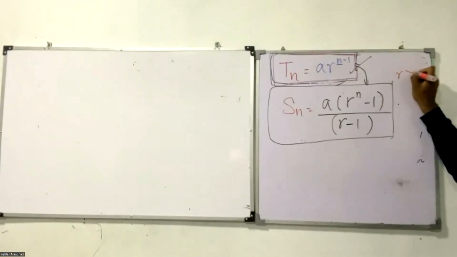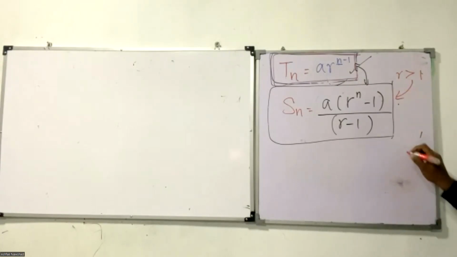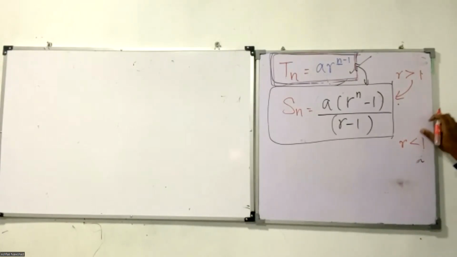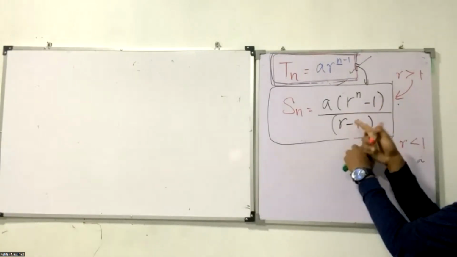If the ratio is greater than 1, you can use this. If it is less than 1, well, you just flip these two terms. That's it.